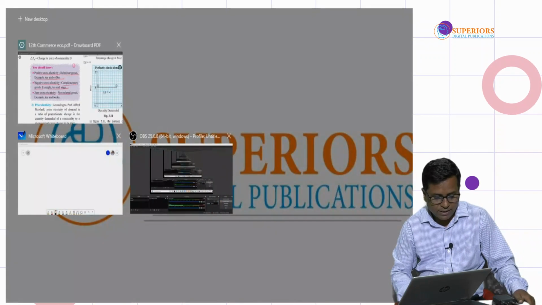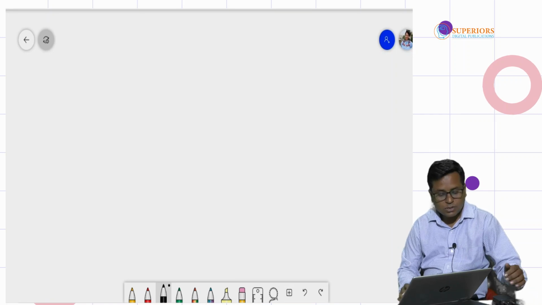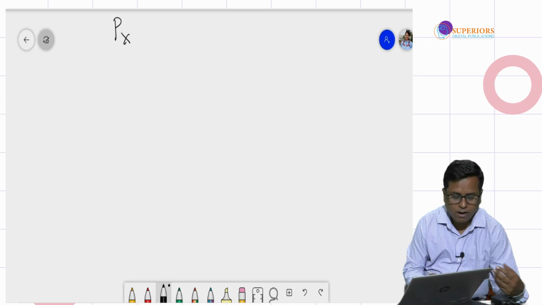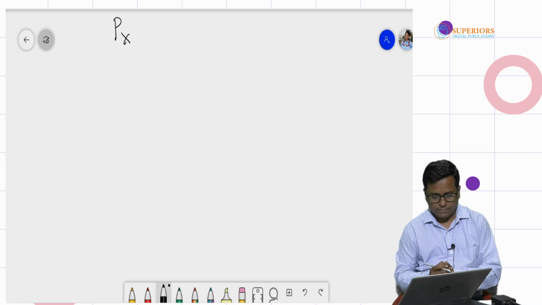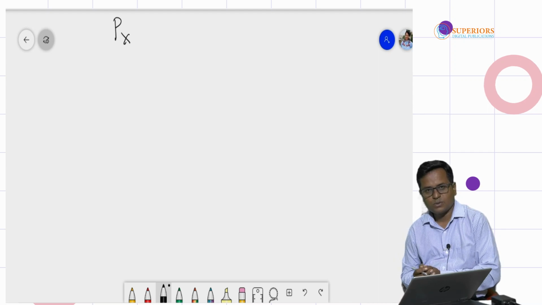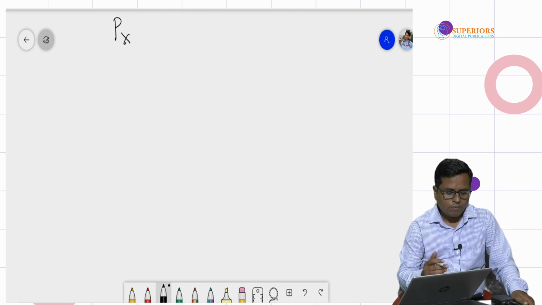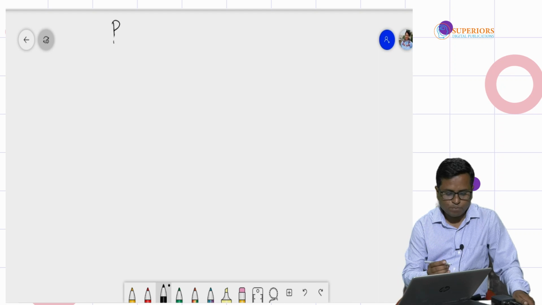Let us see an example of positive cross elasticity of demand. Suppose X and Y are substitutes to each other. X and Y are substitutes to each other. Okay.